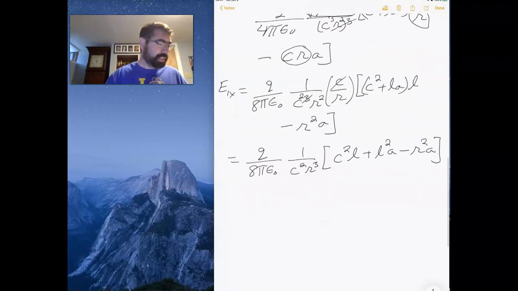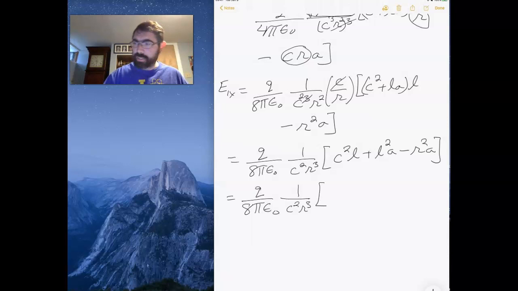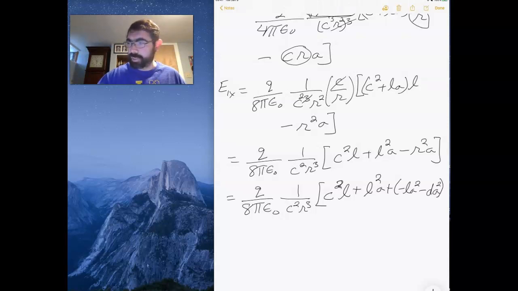Okay, so I'll write this out as Q over 8 pi epsilon naught, 1 over c squared r cubed, c squared times L, and plus L squared A, plus a minus L squared A minus dA squared.